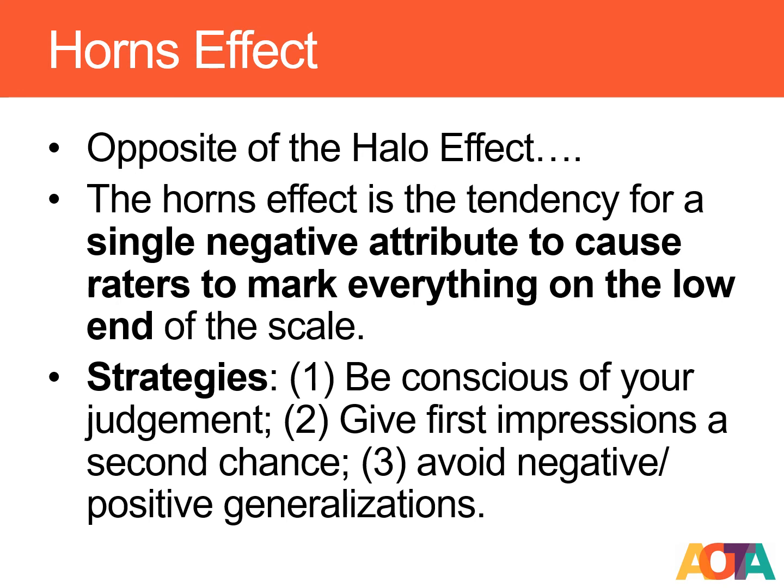The Horns effect. The Horns effect is the opposite of the halo effect. The Horns effect is where there's a tendency for a single negative attribute to cause the raters to mark everything on the low end of the scale. The strategies to overcome both the Horns and the halo effect are to, one, be conscious of your own judgments, two, give first impressions a second chance, and three, avoid negative or positive generalizations about the student.